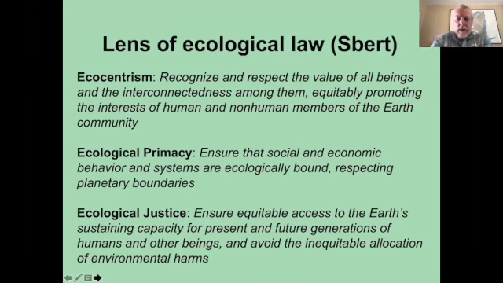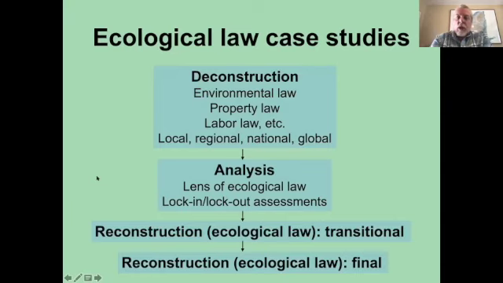Just as a reminder, one thing that we've tried to use consistently is common principles of ecological law, and these are very nicely captured in Carla Spert's Lens of Ecological Law, in which she puts 3 ideas at the center of ecological law: ecocentrism, which is recognizing and respecting the value of all beings and the interconnectedness among them, equitably promoting the interests of human and non-human members of the Earth community; ecological primacy, which is ensuring that social and economic behavior and systems are ecologically bound, respecting planetary boundaries; and ecological justice, which is ensuring equitable access to the Earth's sustaining capacity for present and future generations of humans and other beings, and avoiding the inequitable allocation of environmental harms.